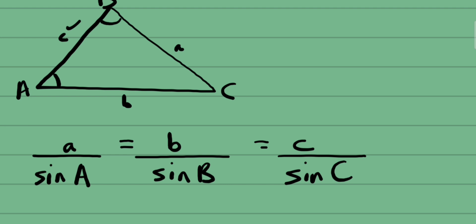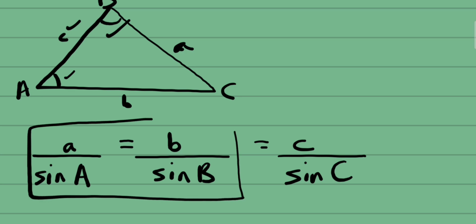You can use this when you're given, let's say, two angles and one side in an attempt to find the other side. For example, let's say we're given this angle and this one and just a. We can use this to get b, because we'll be having the angle at A, the angle at B, and a. So we can make an equation and get b.